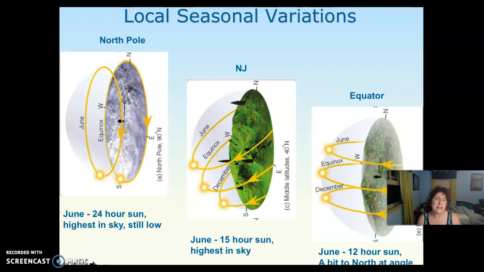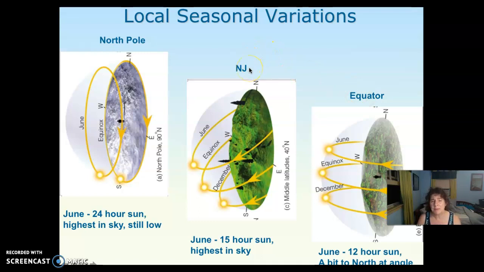What I did here is this is a drawing out of your book, and I flipped the drawings so that they are a little bit easier for you to understand. I have north up at the top and south down at the bottom. I'm looking at the North Pole, at New Jersey, and at the equator. Let's start with what you know in New Jersey.